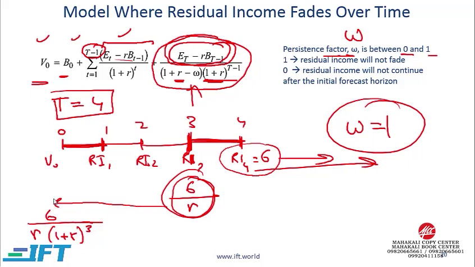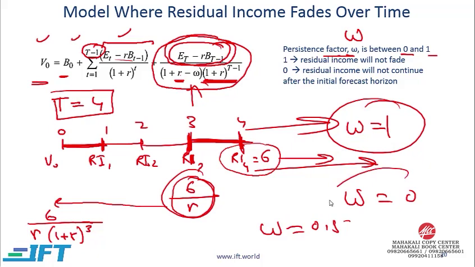Now let's take the other extreme. What if persistence is 0? If persistence is 0, then you have this number 6, the residual income for the 4th period, divided by 1 plus R. So you are simply discounting 6 back 1 period, and then that number is being discounted back to time 0. So with persistence equal to 0, you are assuming that there is no residual income afterwards. What if persistence is 0.5? Then you will get an answer that is somewhere in between these two, and you will have 1 plus R minus 0.5.